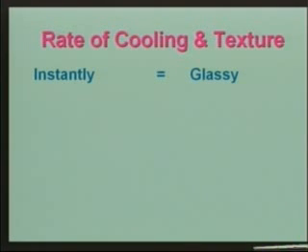If it cools instantly, we say it's glassy texture. Instantly is glassy texture. You probably know some rock types of volcanic glass. If you've been in some archaeology classes, obsidian. Obsidian is a volcanic glass, and I'll show you some pictures of that later. Now, if we just slow it down a little bit, so this is kind of a relative term. It's still cooling fast, but it's not instantly where it's frozen.